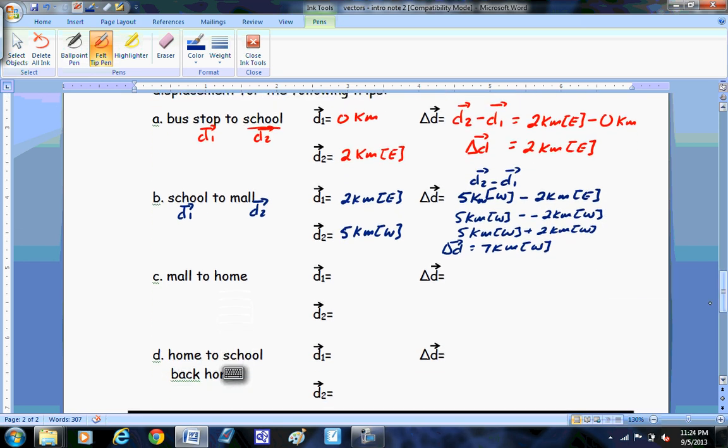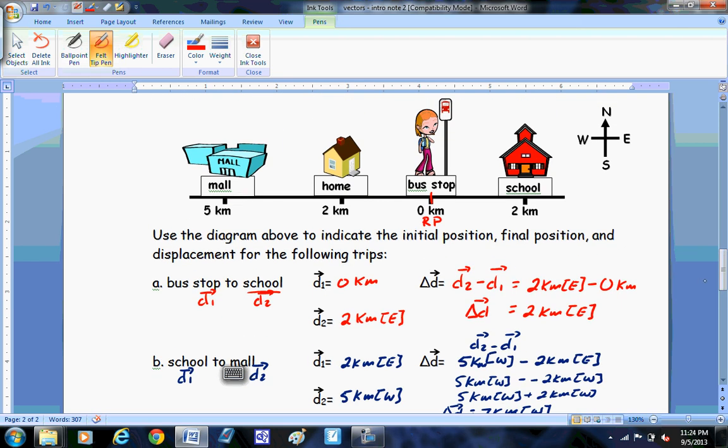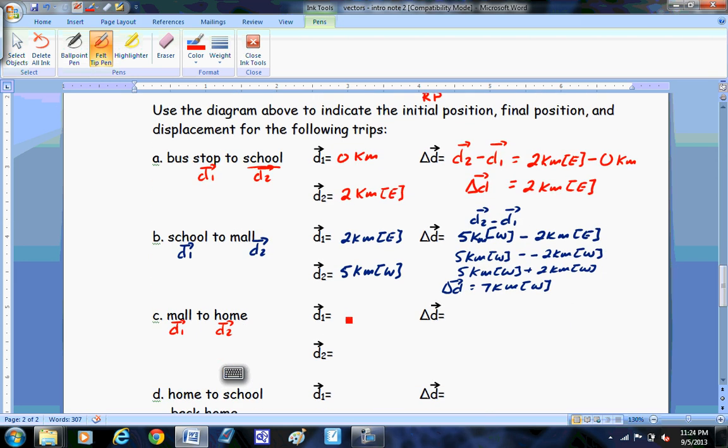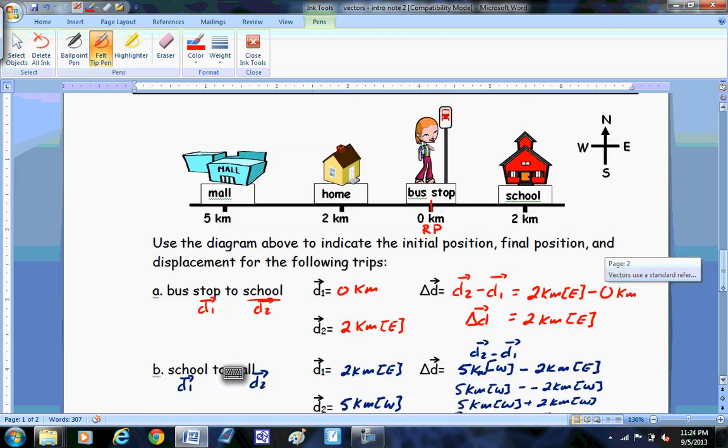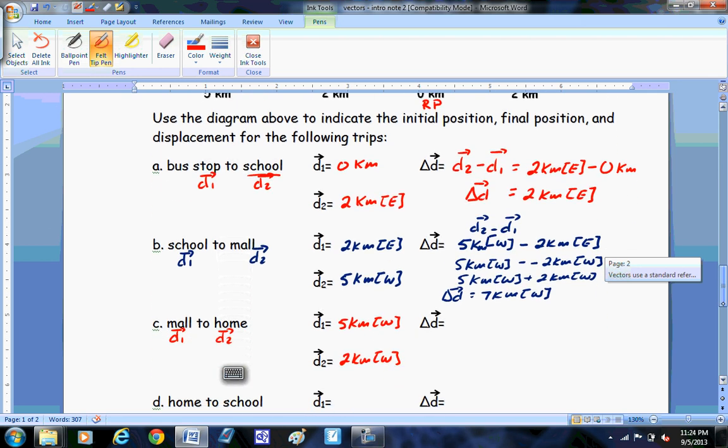I can also do mall to the home. Let's take a look at this one. Now when I'm walking from the mall to home, the mall, if you remember, is located 5 kilometers west. That's its position. The home is located 2 kilometers west. You see here it's 2 kilometers west of the bus stop. Remember, position is always measured from a reference point, the bus stop.